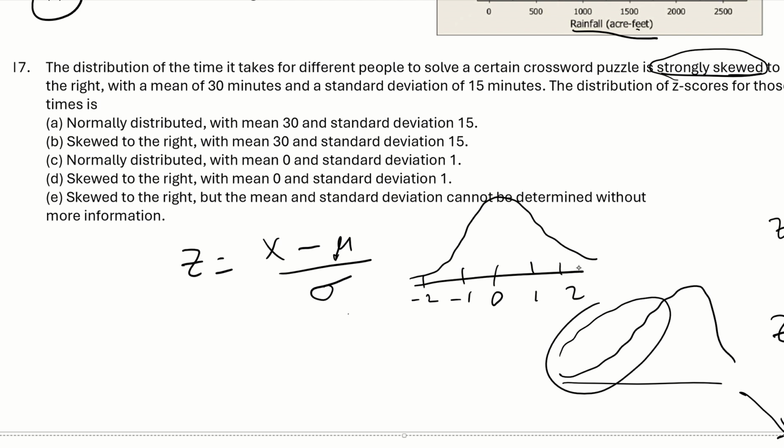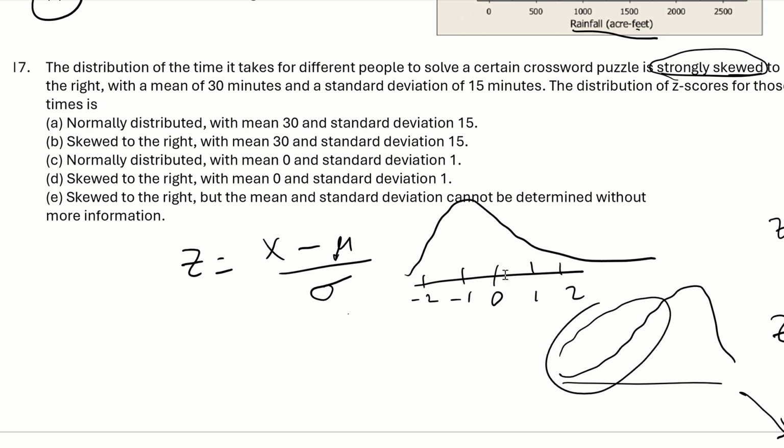This is from your notes. In your notes it says if you have a transformation where you're subtracting or adding or dividing or multiplying, it's not going to change the shape. So that means the shape is still going to be strongly skewed to the right, but the mean is going to be 0 and the standard deviation is going to be 1.